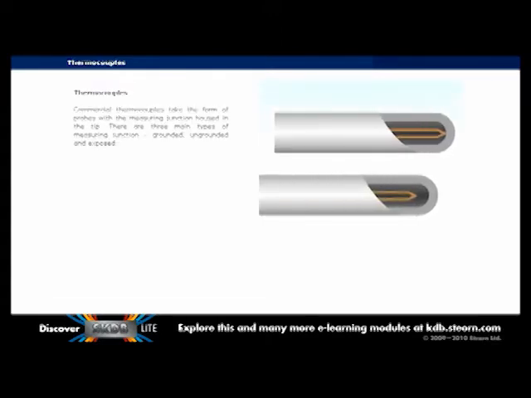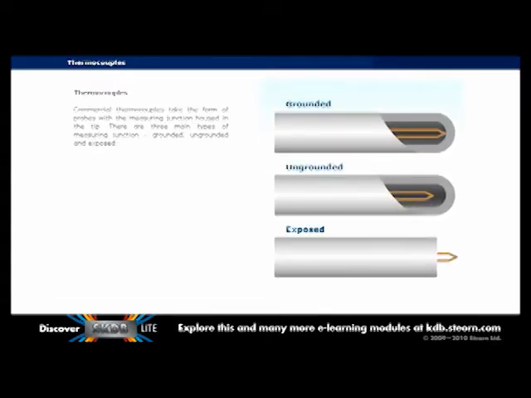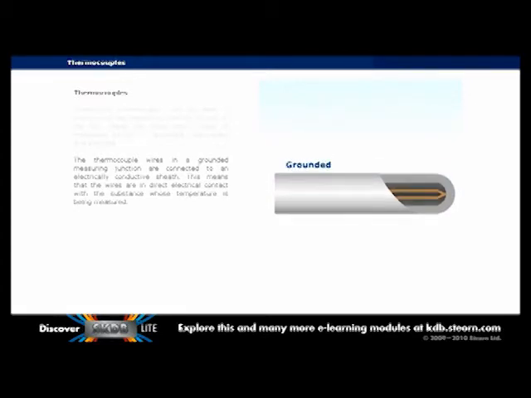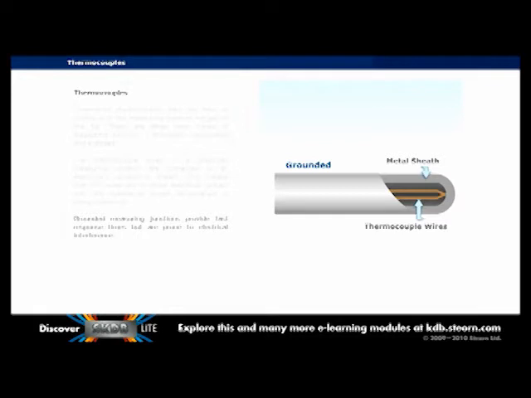Commercial thermocouples take the form of probes with the measuring junction housed in the tip. There are three main types of measuring junction: grounded, ungrounded, and exposed. The thermocouple wires in a grounded measuring junction are connected to an electrically conductive sheet. This means that the wires are in direct electrical contact with the substance whose temperature is being measured. Grounded measuring junctions provide fast response times but are prone to electrical interference.